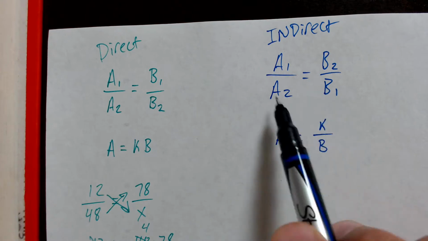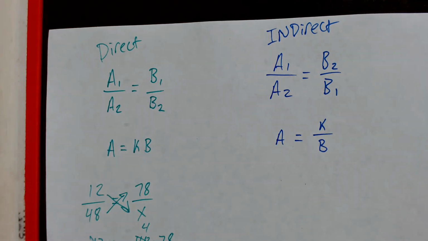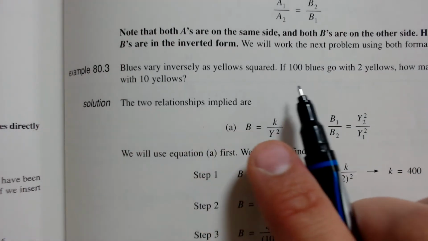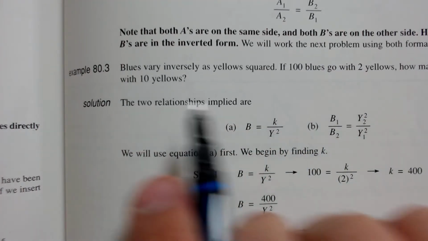So they're on opposite ends now. Now let's go ahead and solve a problem using inverse variation. They tell me blues vary inversely as yellows squared. If 100 blues go with 2 yellows, how many blues go with 10 yellows?